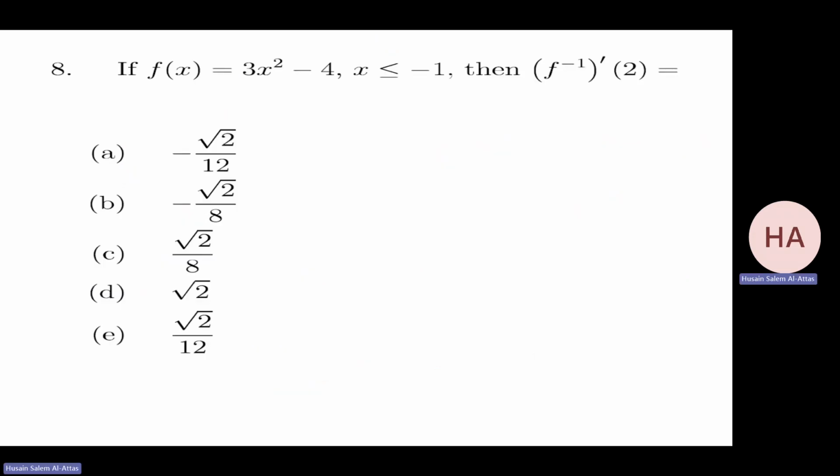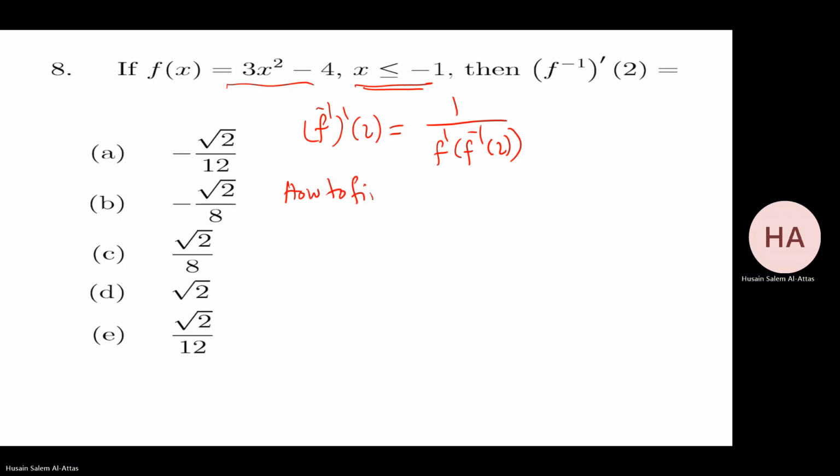Need to find f prime. I know this is 1 to 1 since it's a restricted domain. We know how to graph this. It's a parabola, so it's very easy to check that it's 1 to 1. Now f inverse prime at 2 is 1 over f prime at f inverse of 2. How to find f inverse at 2?